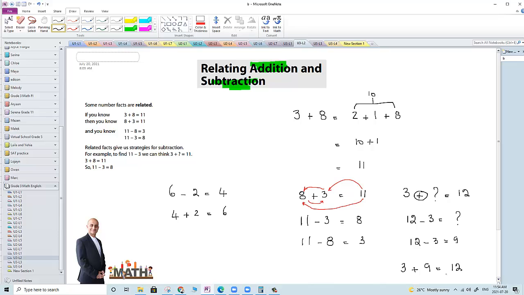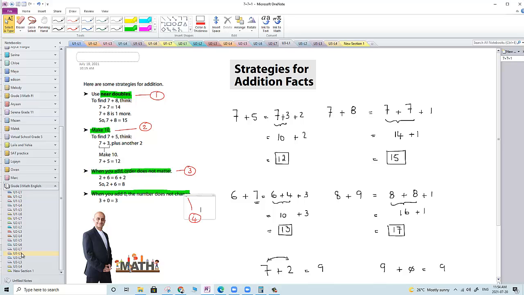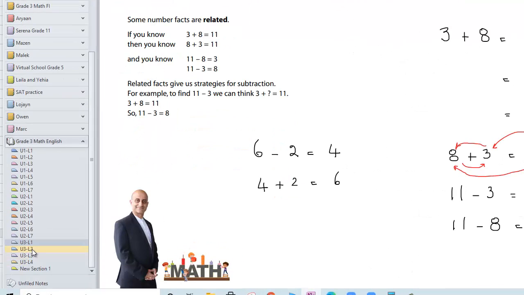So I hope that you understood these two small lessons. Lesson number 1, the strategy for how I can add mentally without using paper and pencil, and the other one, the relation that I can use between addition and subtraction.